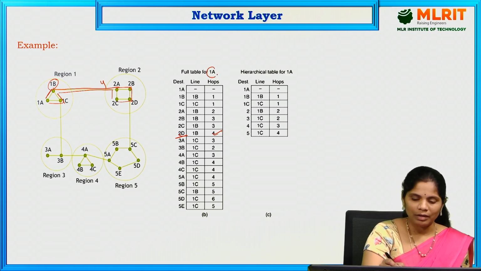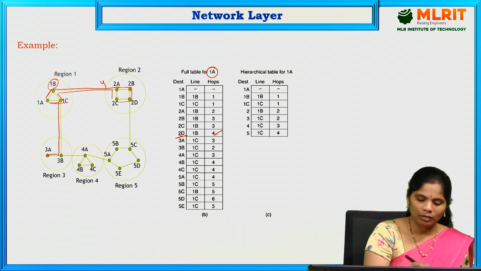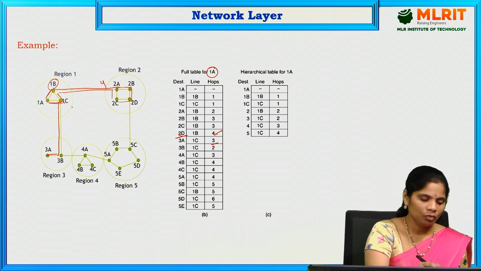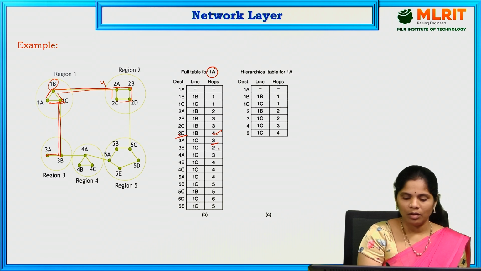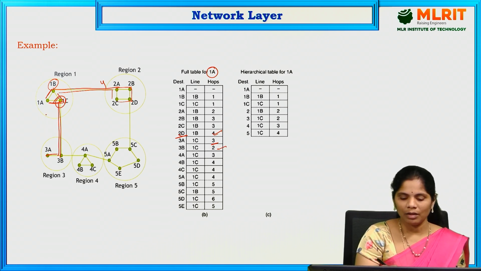Like that, 1A to 3A also. 1A to 3A, 1, 2, 3. 3 is there. 1A to 3A is 3. And next one, 1A to 3B, only 2 are there. Only 2. We are going to travel through what? Through 1C we are going to travel. So that's why we are writing here 1C.